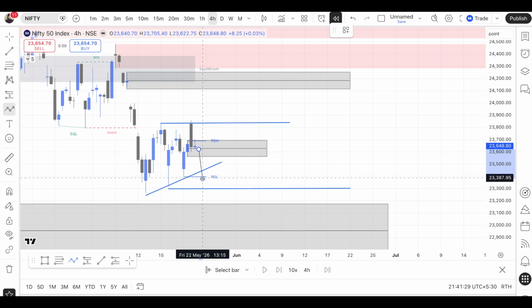So eventually, as far as liquidity is concerned, the market will drive through this, give a closure, make you think that the market is going to go down, then pull back to a supply and then go down. So this is how liquidity eventually works.